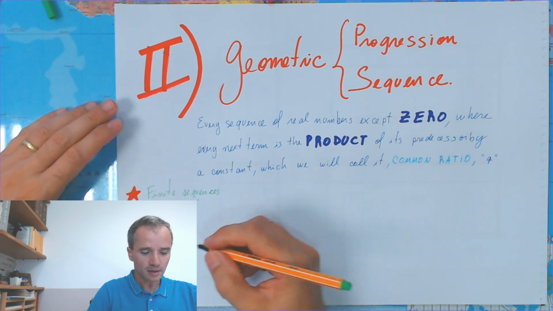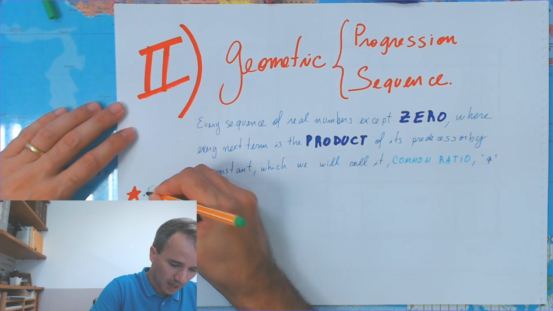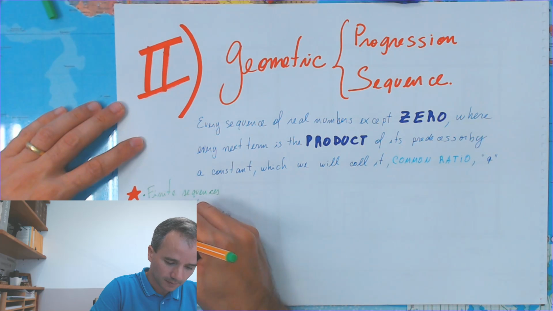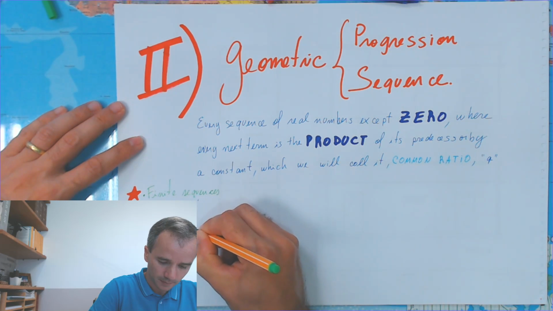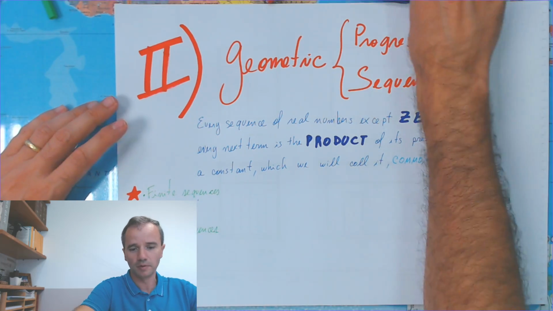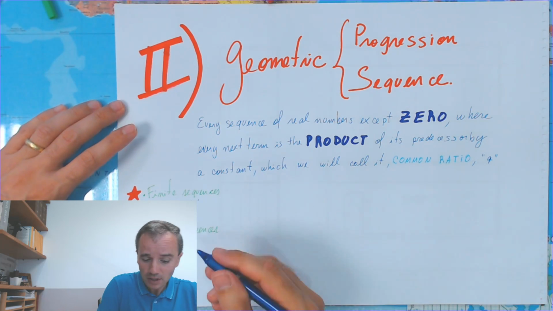Well, what other type might we have? We might have another one that's going to be an infinite sequence. Sequences, right? Plural. Now we are not going to have the last term. That is the only difference.